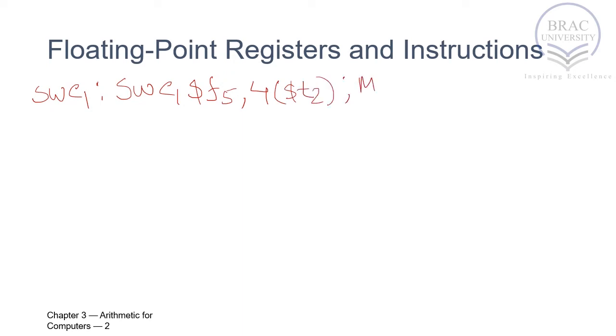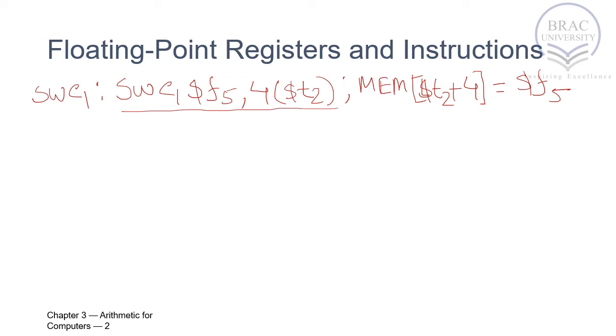This means that memory location T2 plus 4 will hold the value that is in register F5. So this is what this entire instruction means.